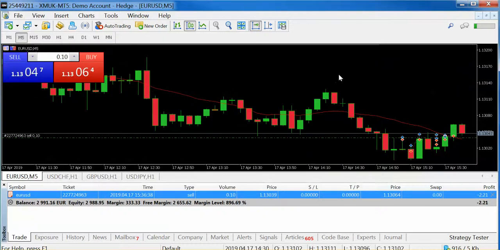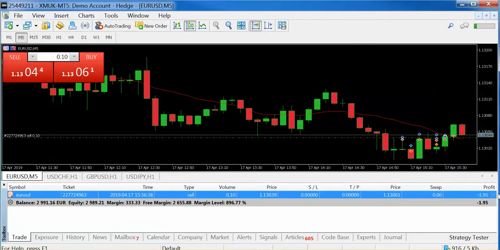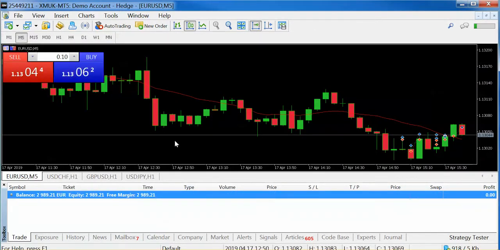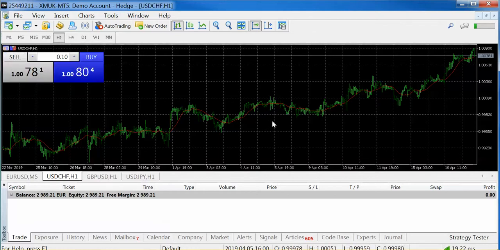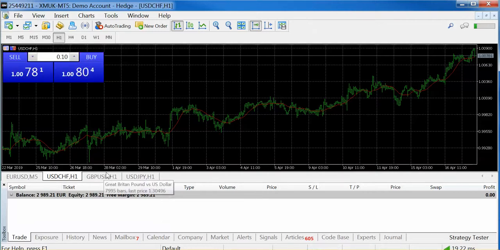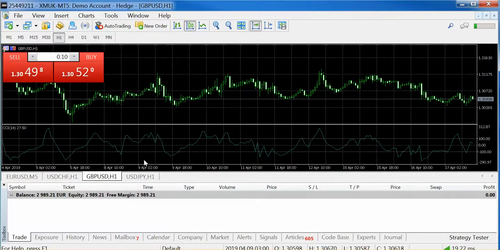I'm going to close out this trade and we're going to just look here. We've got the USD Swiss franc. Click on that and you get that chart. Remember yesterday how we changed the things in the chart, so you can do that. Practice changing it, get the chart to look how you want it to look. And there's the GB, the Great British Pound against the US dollar.